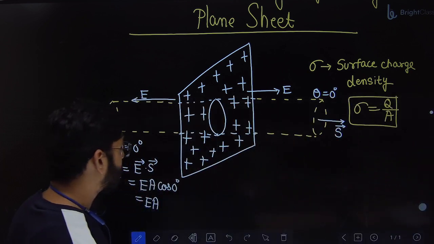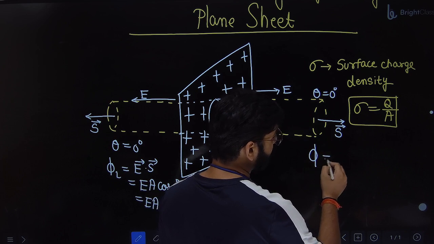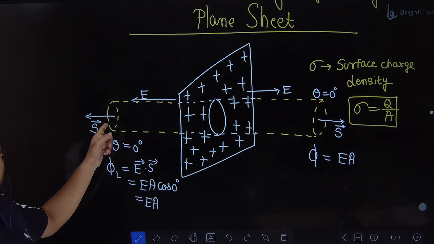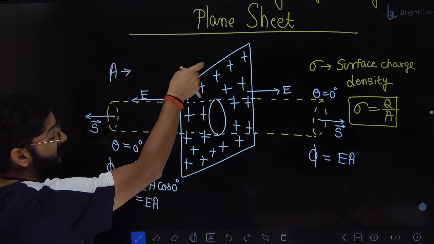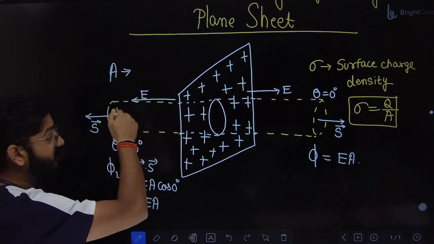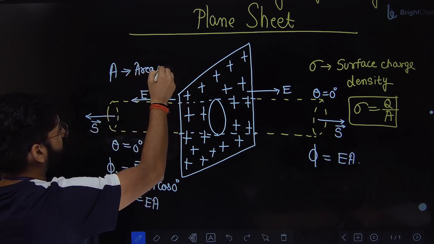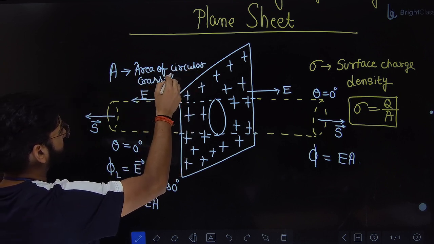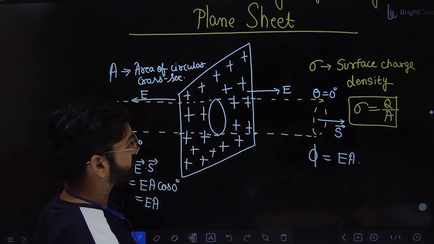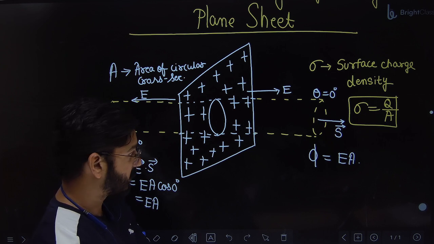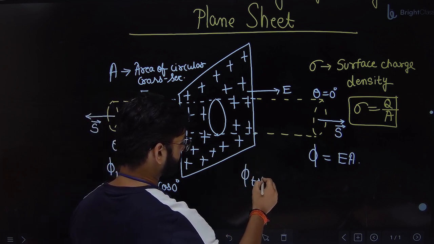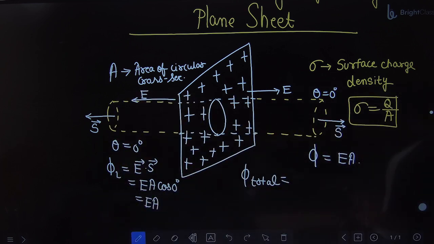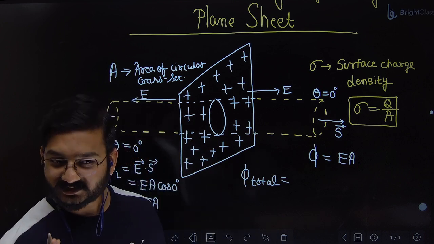Same thing. What will be the flux here? The angle is 0, so it will be EA. A is what? The area of cross section. A is not the area of the sheet or cylinder. A is the area of cross section. All clear? Any doubt? So what is the total flux? Zero? EA on the left side, EA on the right side. What is the total flux? Not 0, because it is a scalar quantity.